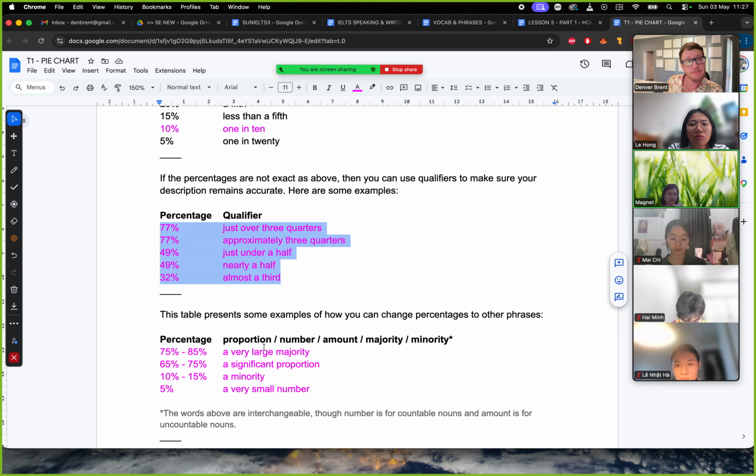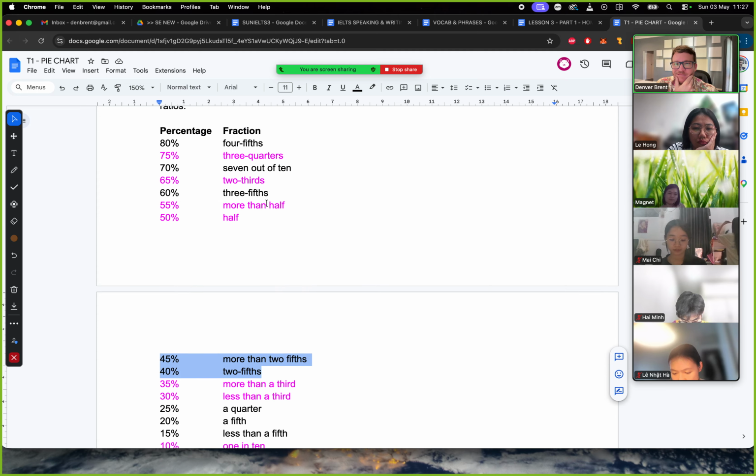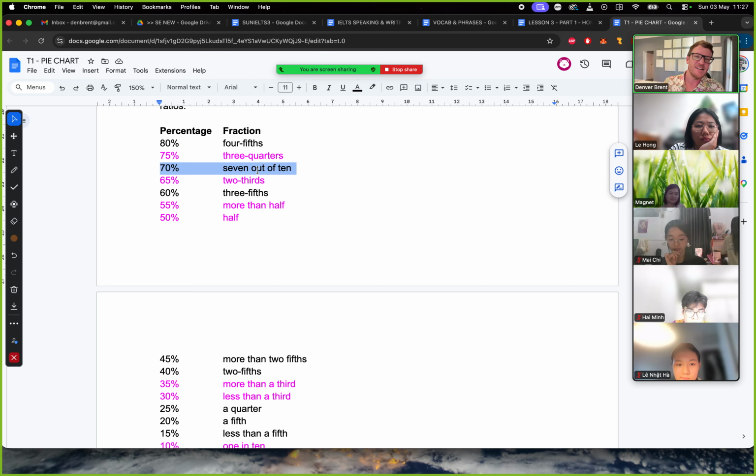Why did you highlight those numbers? Because I have seen some of my students use them, and the ones in pink I think are more important. The ones in black, I don't think so. If you say 80%, to say 4/5 is weird. People say 3/4. Yeah, 3/4 is better. 2/3, you can understand, 2/3, 3/4, but to say 4/5 is kind of strange, or to say 7 out of 10. Yeah, it's just better to say 70%.